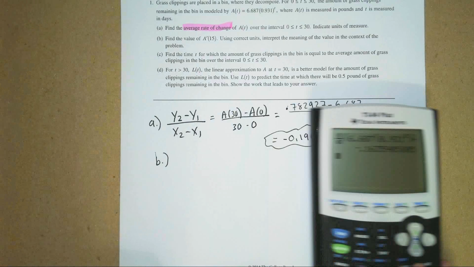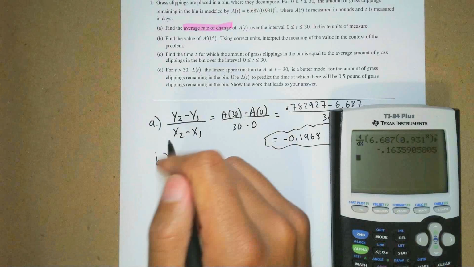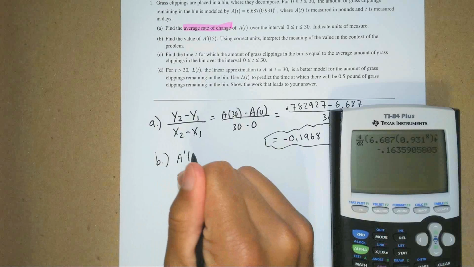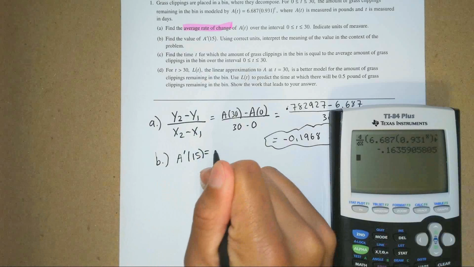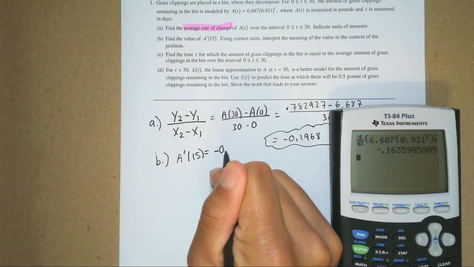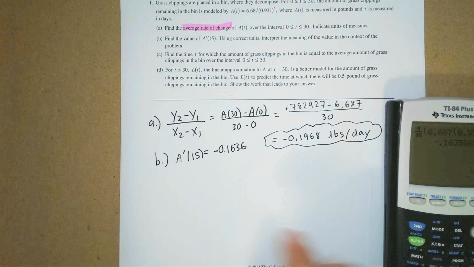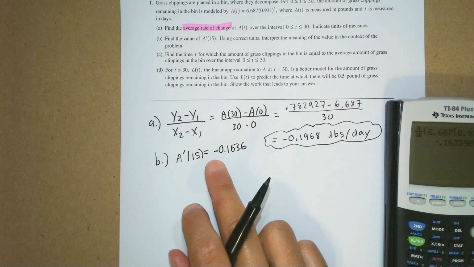Now, when it comes to decimals, I usually round to the nearest 4 decimal places. So A prime of 15 is equal to negative 0.1636. That's your derivative at 15. But the problem is you can't just leave it like that. You have to interpret the meaning of it. Well, the meaning is, since this derivative is slope, if it's negative, it's decreasing.